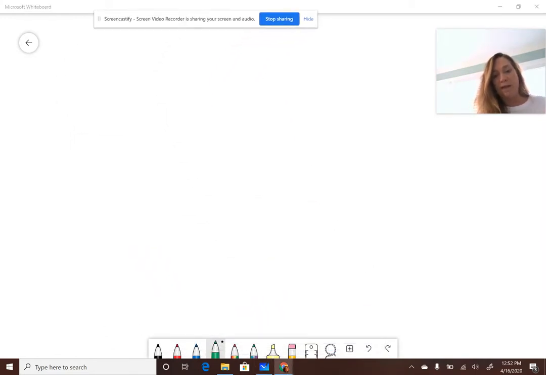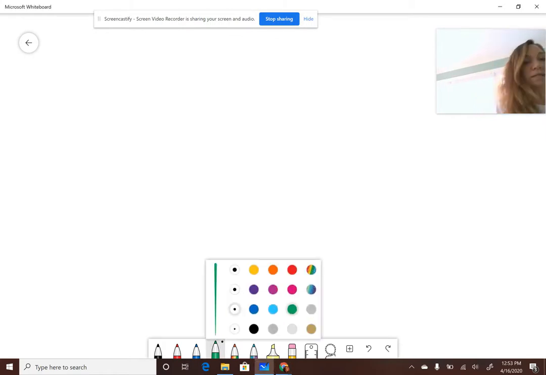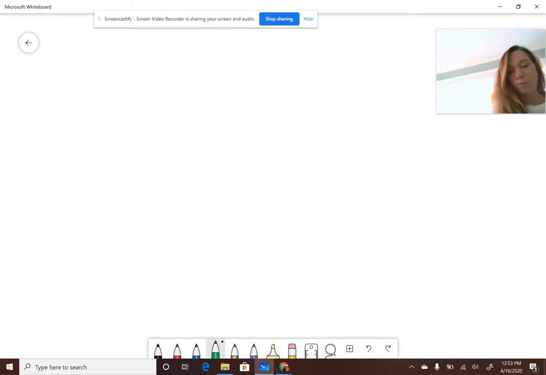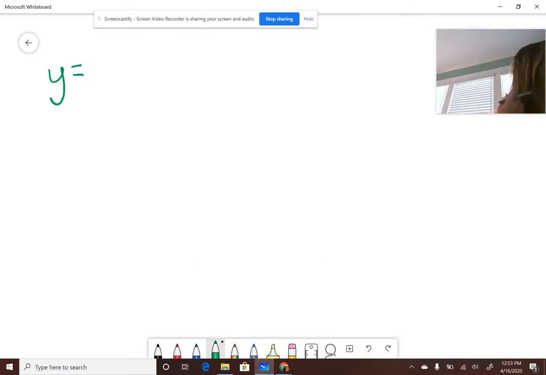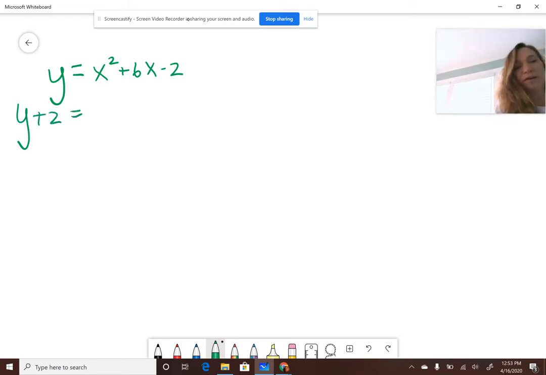Okay, all right. So the first question was, y equals x squared plus 6x subtract 2. So I like to move the constant term just so it's out of my way and I don't have to think about it. X squared plus 6x.